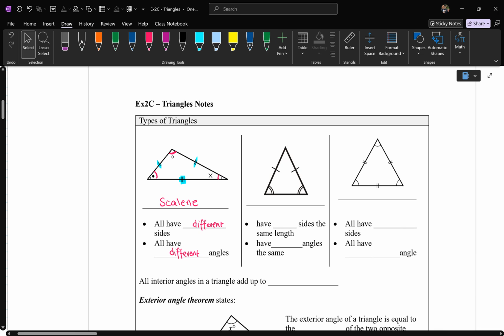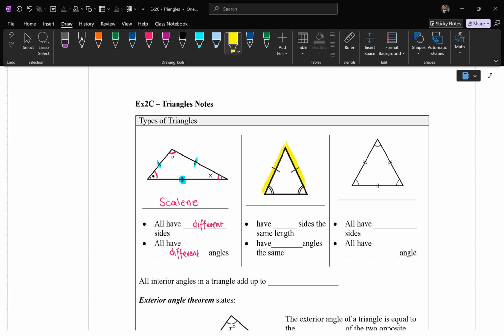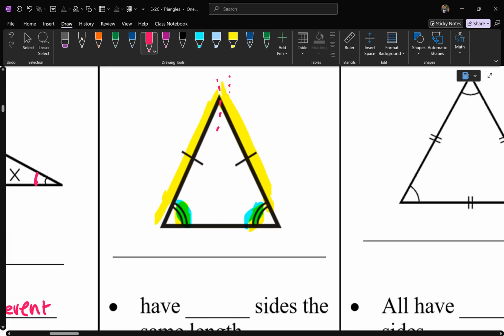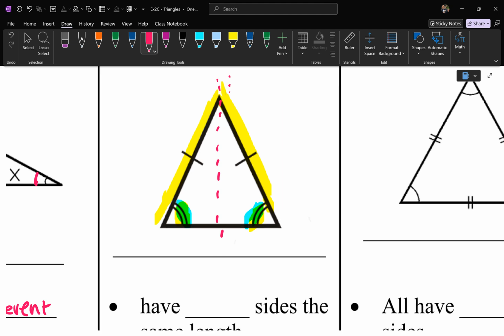Next triangle. What's the triangle that has 2 sides that are equivalent and then 2 angles that are equivalent? Okay, so these 2 angles are the same. And the best way to know is where the symmetry is. If you cut it in half, opposite angles are the same and then opposite sides are equal. What's this one called? Isosceles.